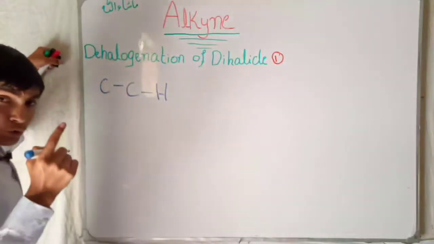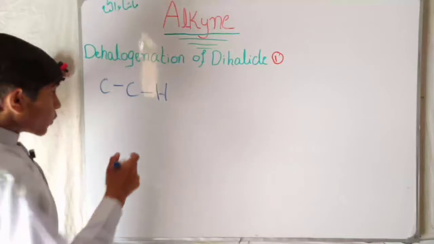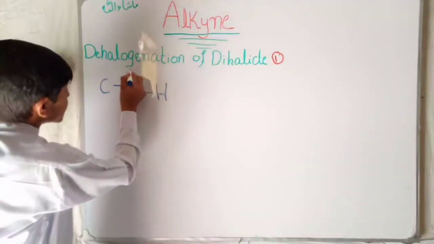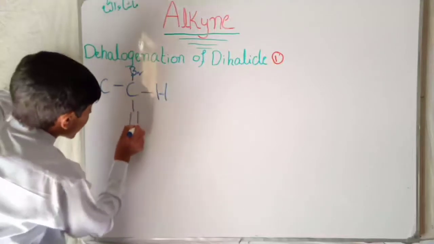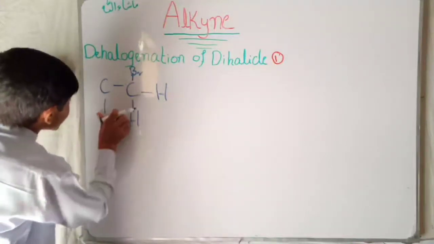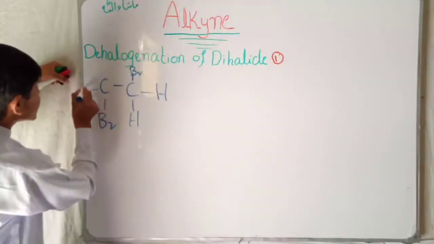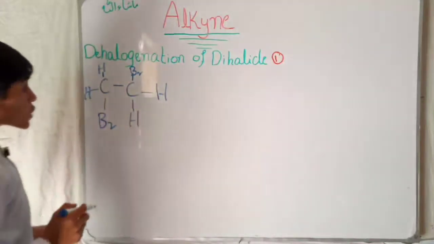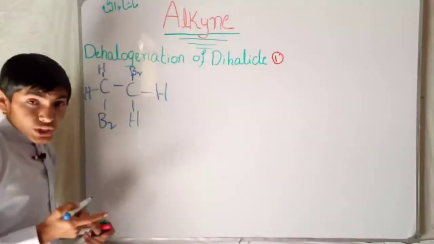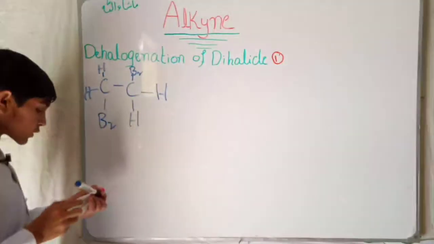In 1,2-dibromoethane, there are two bromines, one attached to each carbon atom. There is also a hydrogen on each carbon, so there are two hydrogens on each carbon. So this is called 1,2-dibromoethane, and it is a saturated hydrocarbon.